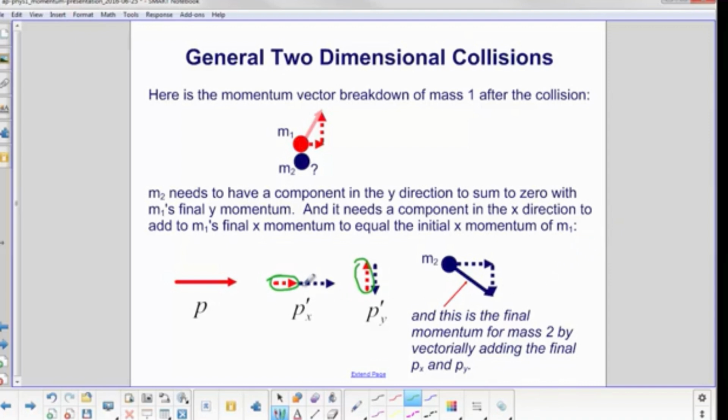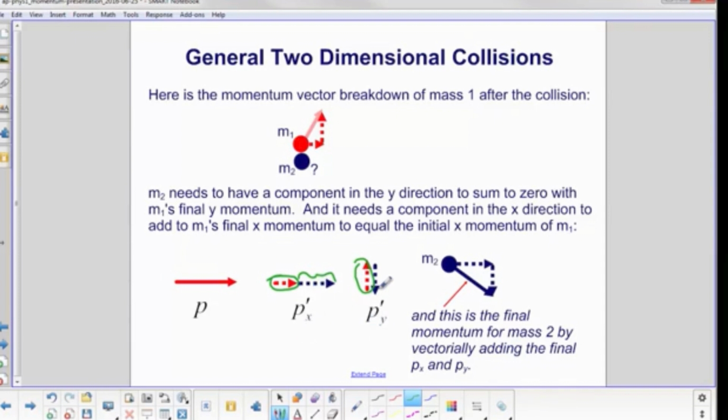So now let's look at what m2 has to do. Well, first of all, it has to make up some of this momentum. This is your initial total momentum, so my final momentum has to be the same length. So this piece here is going to be due to this object here, mass 2. We also know that since there's no initial y momentum, the momentum of object 1, which is in the up direction, must be exactly canceled out by the momentum of object 2. So here's your x components, here's your y components.